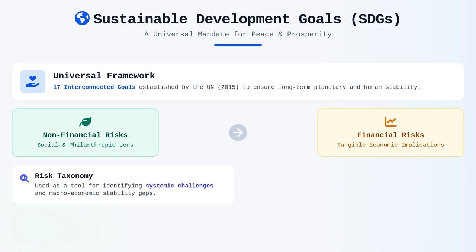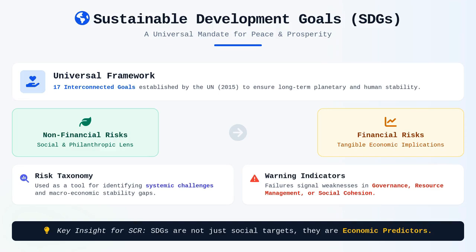Effectively integrating these goals requires an understanding that each target sits within a broader ecosystem of macroeconomic stability. When a corporation or a sovereign state fails to meet these objectives, it often indicates underlying weaknesses in governance, long-term resource management, or social cohesion.